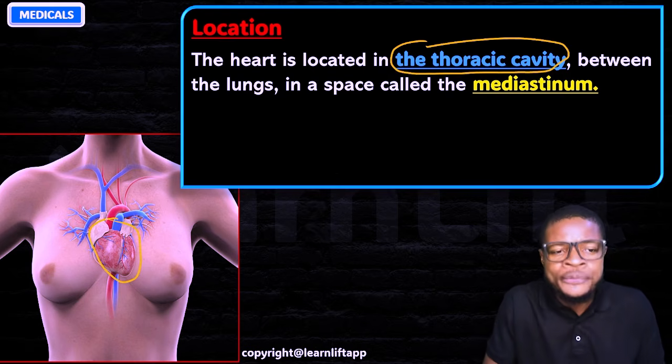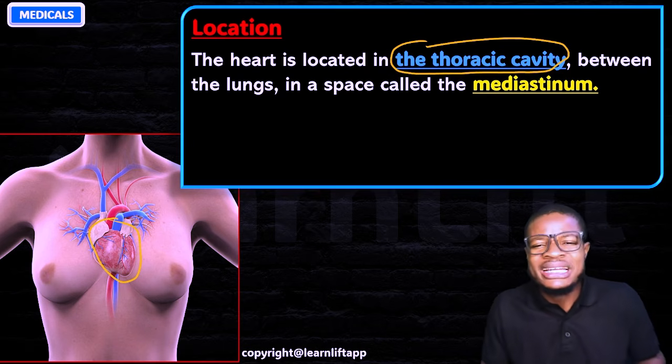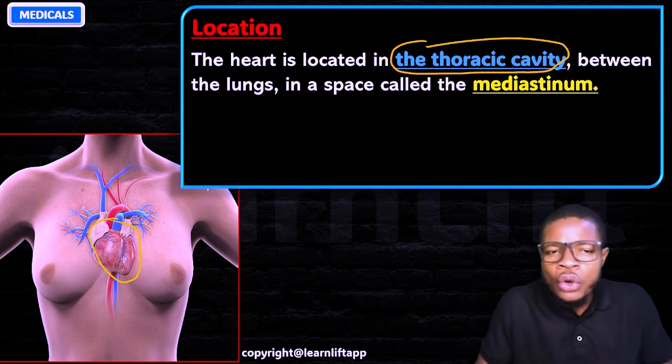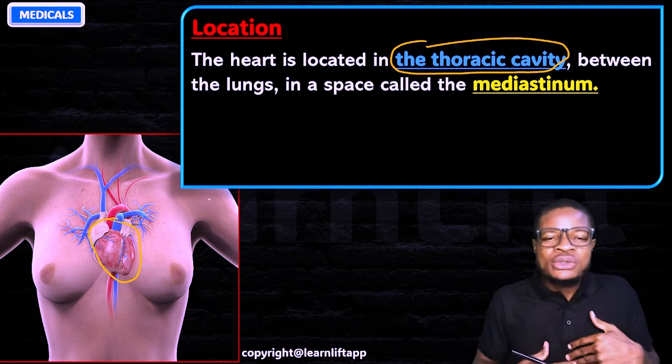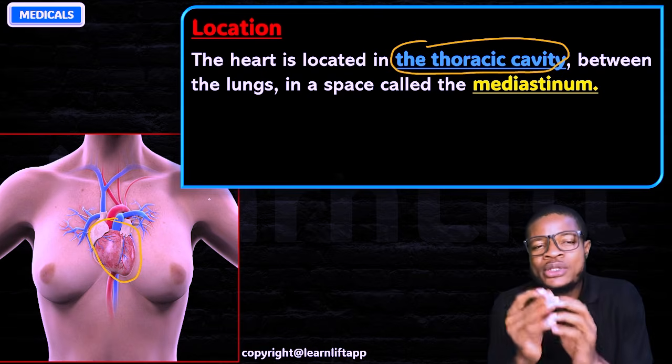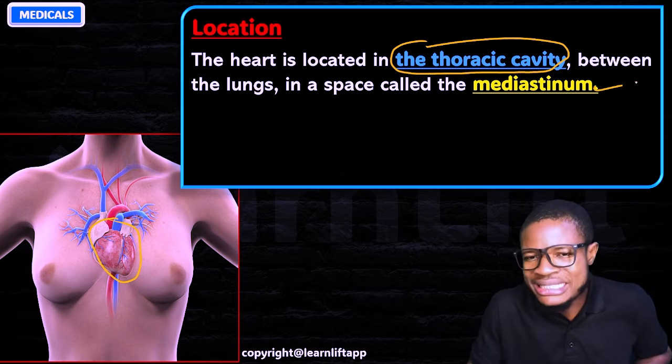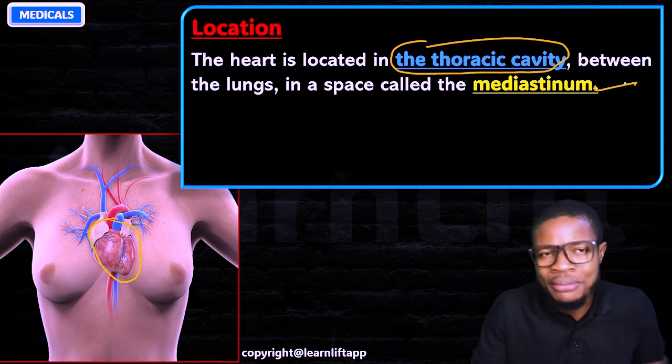So this region here is what we call the thoracic cavity, right? Between the lungs. So in between the lungs, we have the right lung and the left lung. In between them, that's where the heart is, right? And that space in between the lungs is called the where? The mediastinum. What is it called? The mediastinum. Are you seeing it now?